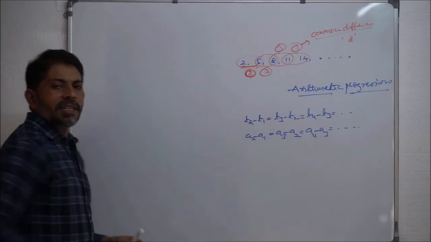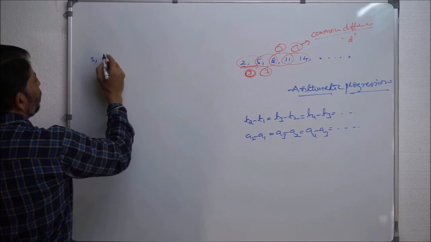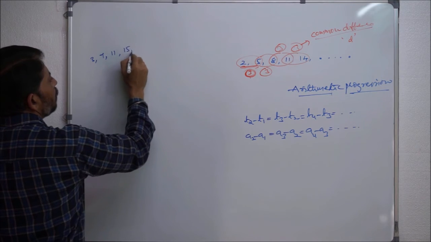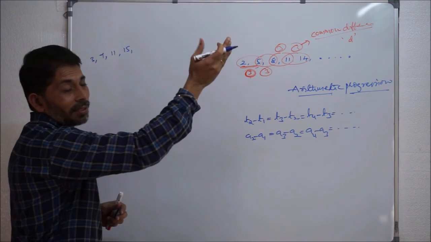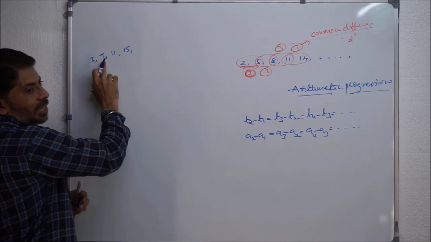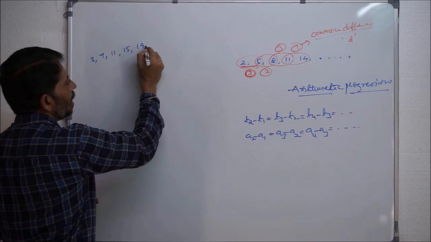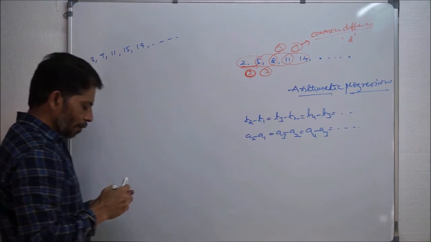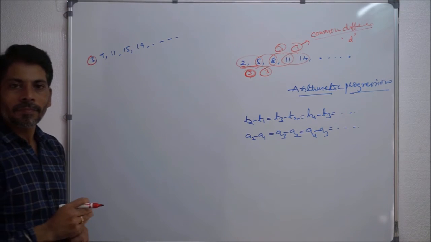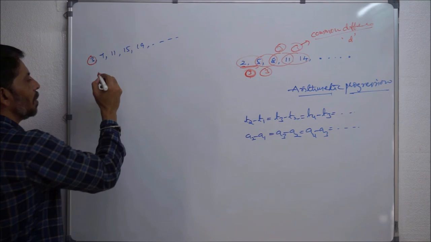Let us consider one more arithmetic progression. 3, 7, 11, 15. What is the next number? It's very clear. See, 3 plus 4, 7. 7 plus 4, 11. 11 plus 4, 15. 15 plus 4, 19. And so on. Now here, this is the first term. And the common difference, what is the common difference?